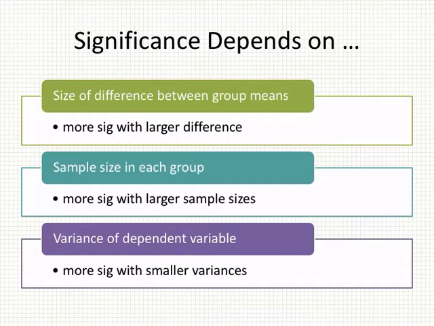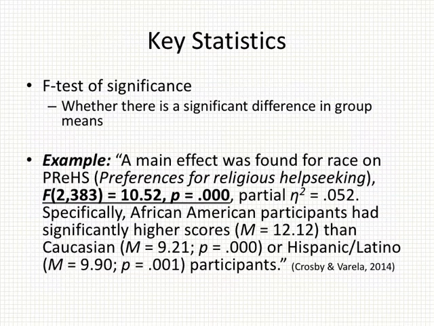So effect size is another construct that we will talk about more later on: significance is not the full answer. Significance tells you whether there is a significant difference, but it is also related to the sample size. So we also want to know how large the difference is, and that's effect size. And the last one is the variance of the dependent variable. If the variance is smaller, we're more likely to get significance. So these are all the basic concepts related to ANOVA.